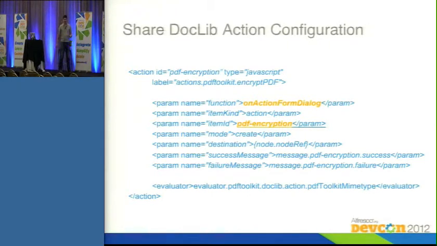The other thing that's important here is the item ID. The item ID is the ID of the action as defined on the repository tier. So if you have an action that's called PDF-encryption, as we do, and you specify that as the item ID, that action is just by default going to be available. And we'll show that right now.